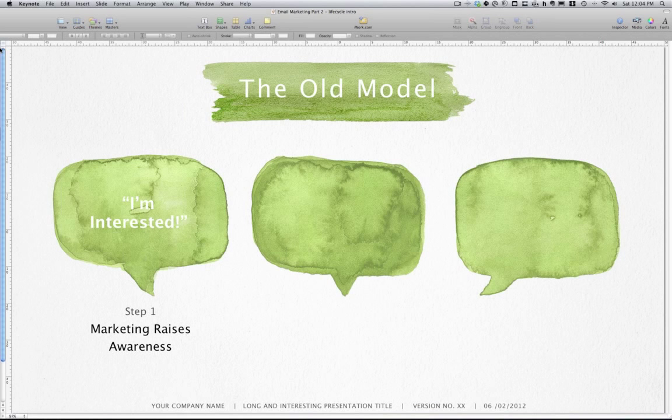I want to talk a little bit about the old model of sales, right? This is the traditional sales model that everyone has grown up with. And this is how it would normally go. Step one is that someone comes into your sales funnel or your sales cycle, whatever you want to call it, and they basically know about you through your marketing. So they have awareness of you. It's like they're saying, I'm interested in your business.